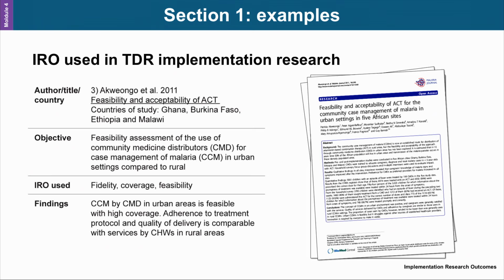They also looked at coverage, that is to say, of the children who should receive the appropriate malaria treatment, how many of them did receive the treatment. And then they looked at feasibility. This whole idea that is it even possible for us to be able to do this in an urban setting at all? Is this actually feasible? And at the end of the day, they concluded that yes, case management of malaria could actually be done successfully by community medicine distributors, even in urban settings, based on the changes in fidelity, coverage, and feasibility.